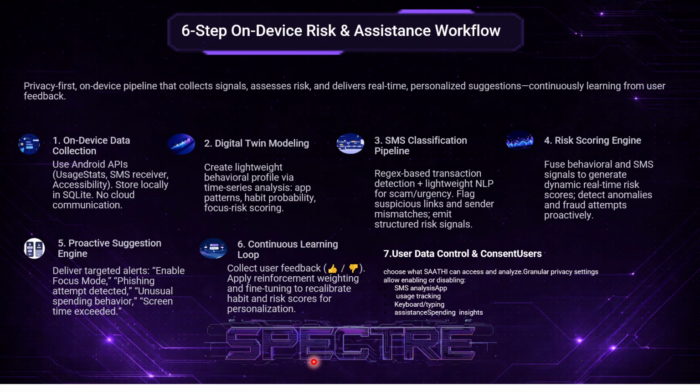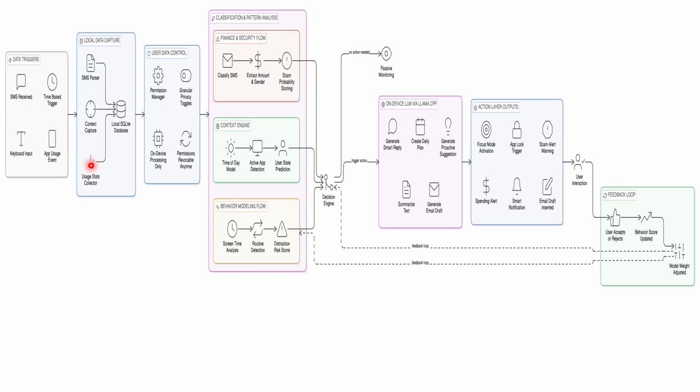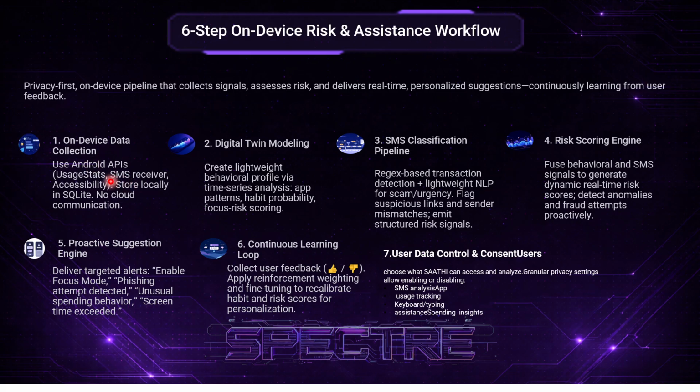So we are using a six-step analysis. The first is on-device data collection, where we use Android APIs to get the usage stats and SMS received on the mobile phone, and it will all be stored in SQLite. The second is digital twin modeling. We'll create a lightweight behavioral profile by recognizing app patterns, and it will show you which app you are going to use next and give you a scoring.